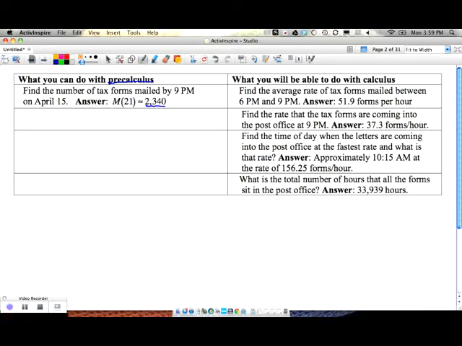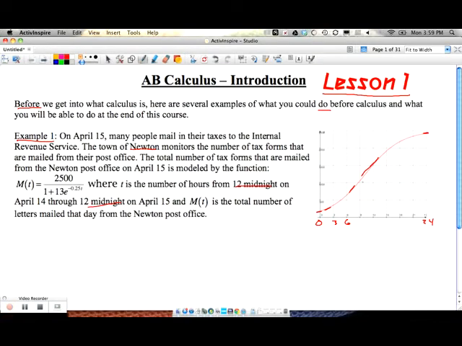If you were to look at the graph, it's about 2340. So at 9 p.m. right here, we could find about the number added together. It's kind of like adding these three numbers together. They would add up to about 2340. And that's kind of like just plugging it right into this equation here.